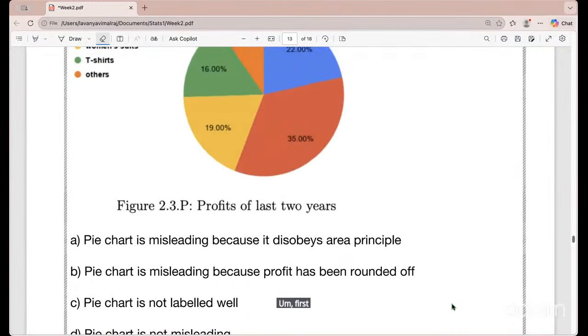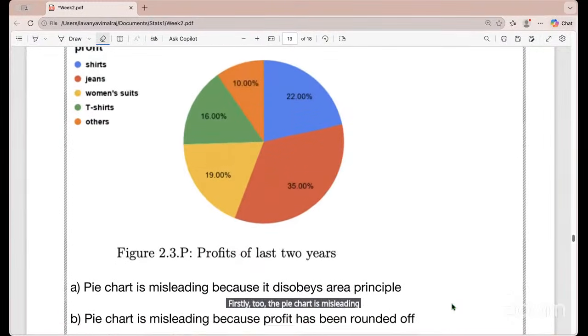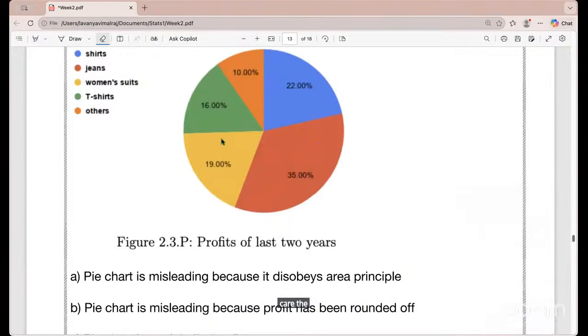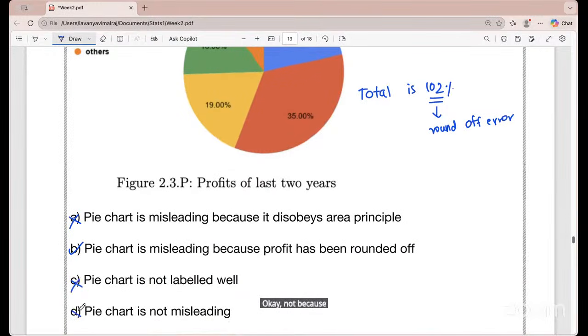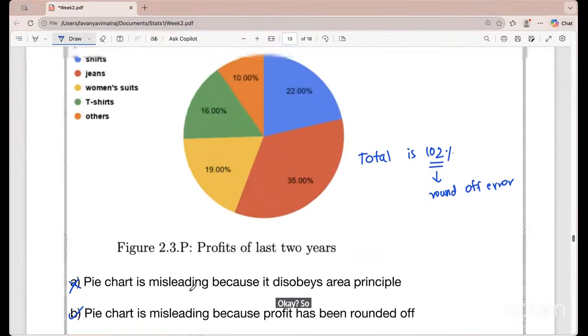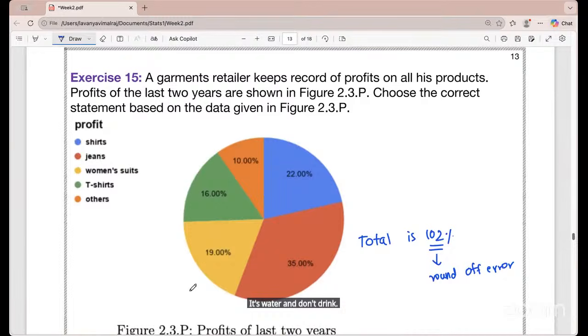Firstly, the pie chart is misleading because it has rounded off. Here the error is because of the round off error, right? The total percentage added is 102. It doesn't add up to 100. So here the error is because of rounding off, not because of any other issues. Okay. So is this problem also fine for everyone? Yes, ma'am. It's pretty clear to me.